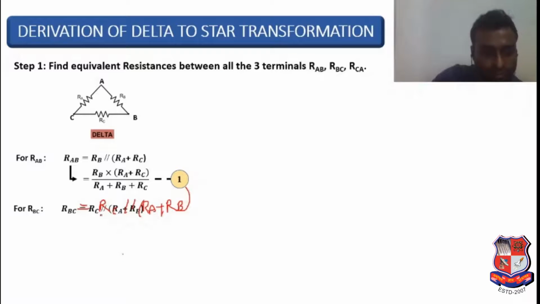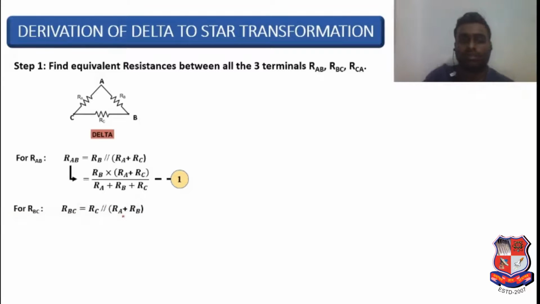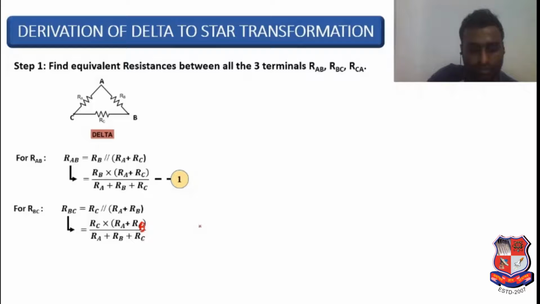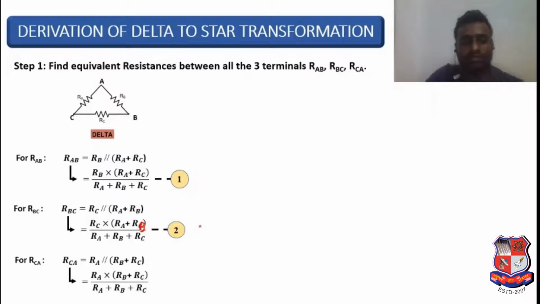Is the equation correct? Over here you can see RC in parallel with RA plus RB. So the equivalent we will get is RC into RA plus RB, divided by the total resistance, RA plus RB plus RC. Similarly for RCA, we will get RA parallel with RB plus RC, and you will solve this to get the equivalent. This will be named equation number 3.